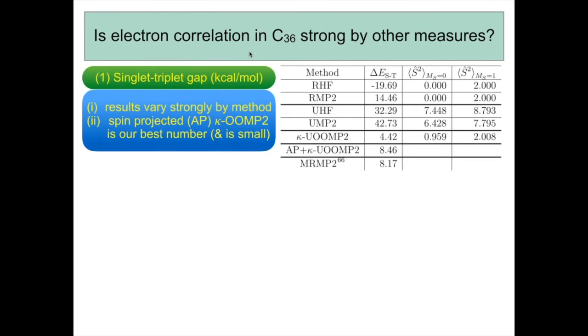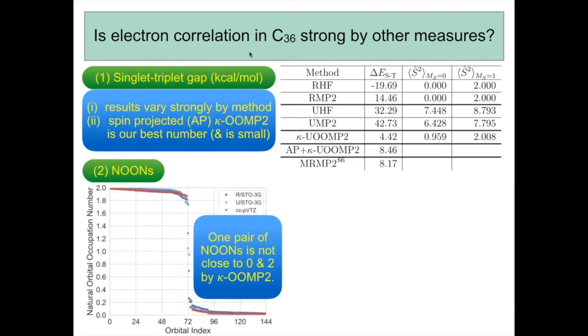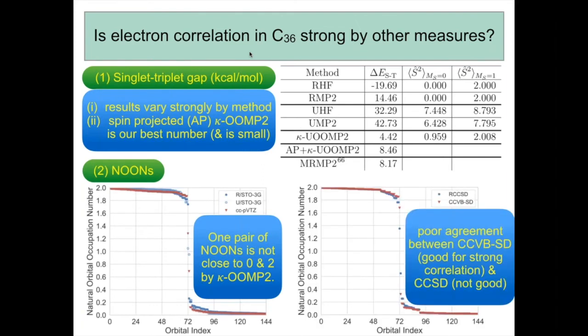Our best number is the kappa OOMP2 number with spin projection, which I'll talk about in a little bit. It gives a singlet triplet gap of about 8 kilocalories per mole. And the NOONs, the natural orbital occupation numbers, begin showing numbers that are significantly different than 0 and 2, not just by kappa OOMP2, but also by methods like CCVBSD that are capable of describing the strong correlations. So different levels of theory seem to agree on the fact that trying to interpret symmetry breaking in Hartree-Fock as strong correlation is tricky because there's also artificial symmetry breaking.